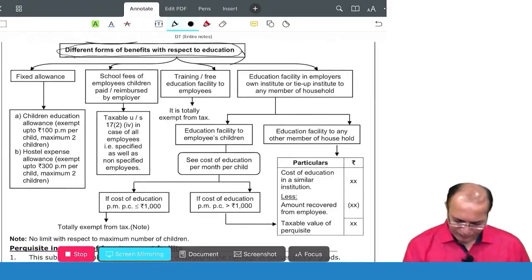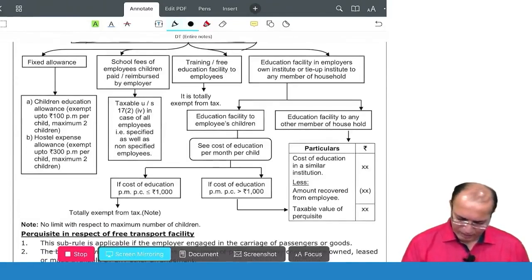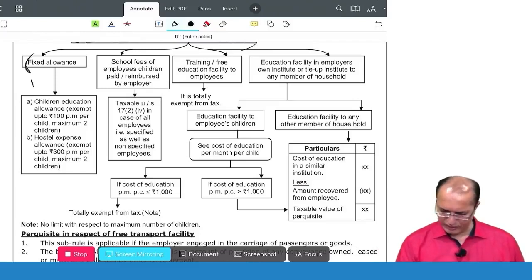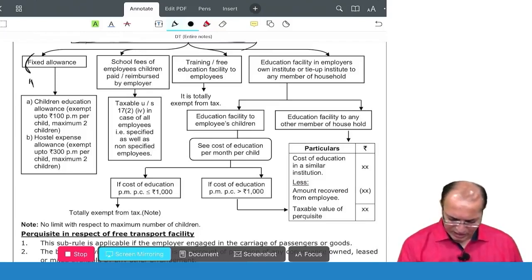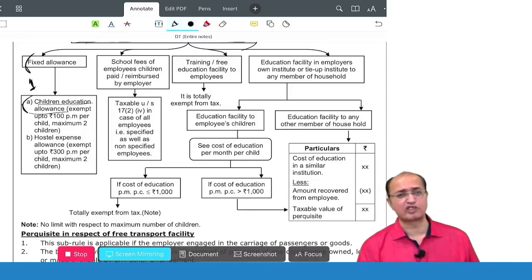Left hand side, first point. This is our point number 3, left hand side, part 1. Fixed allowance. If you recollect, this we have discussed. Fixed allowance: children education allowance. What is the amount specified? 100 rupees per month per child, maximum 2 children.